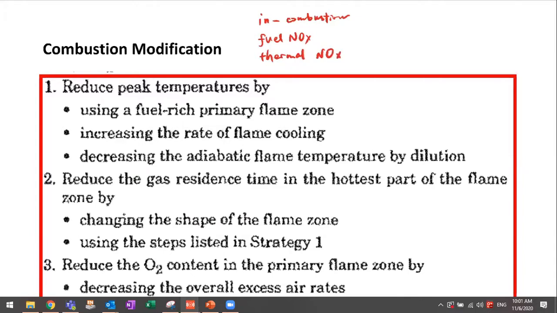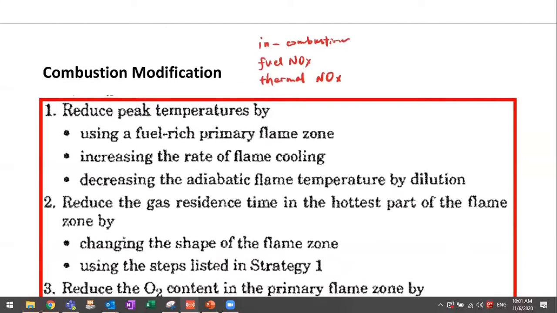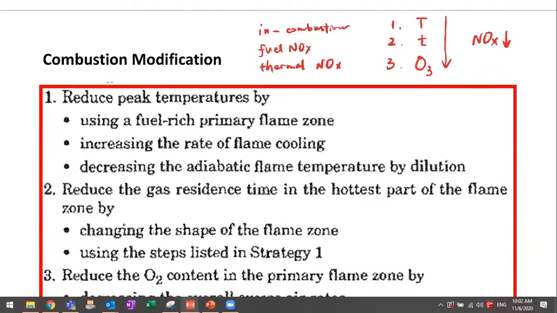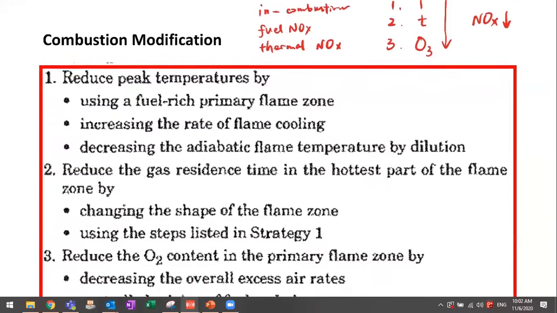But for both of them, we can basically identify three parameters that we can control to reduce the NOx formation. One is temperature, the other is the residence time, and third is oxygen. If we can reduce all of these, then we can reduce the NOx formation, right? That's why we can design different combustion techniques to reduce these parameters.